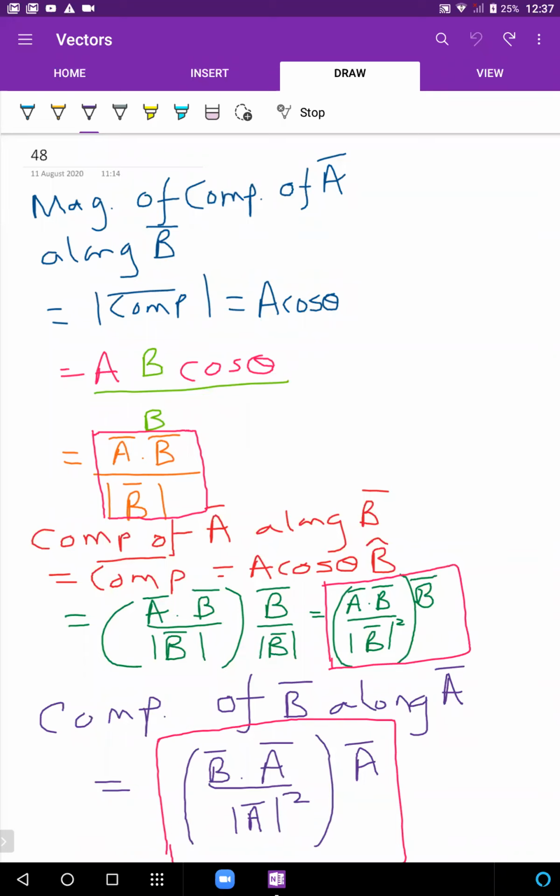मुझे I have mentioned on the previous page कि अगर पूरा वेक्टर चाहिए, if I want the vector itself, I need to multiply the magnitude with the unit vector. So I need to multiply A cos theta with B cap for the entire vector. And is that difficult? Honestly, no. क्यों? A cos theta तो ऐसे निकालेंगे.